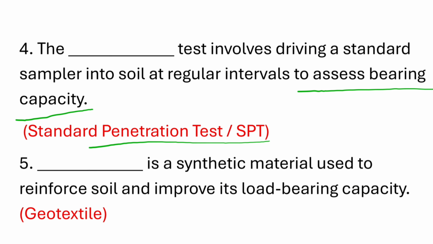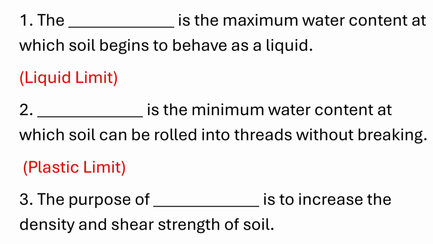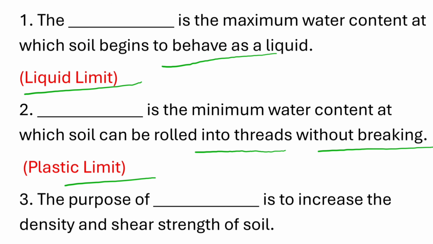Dash is the synthetic material used to reinforce soil and improve its load bearing capacity. The answer will be geotextile. The dash is the maximum water content at which soil begins to behave like a liquid, that is, it starts flowing. The answer will be liquid limit. Dash is the minimum water content at which soil can be rolled into threads without breaking. That we call the plastic limit.